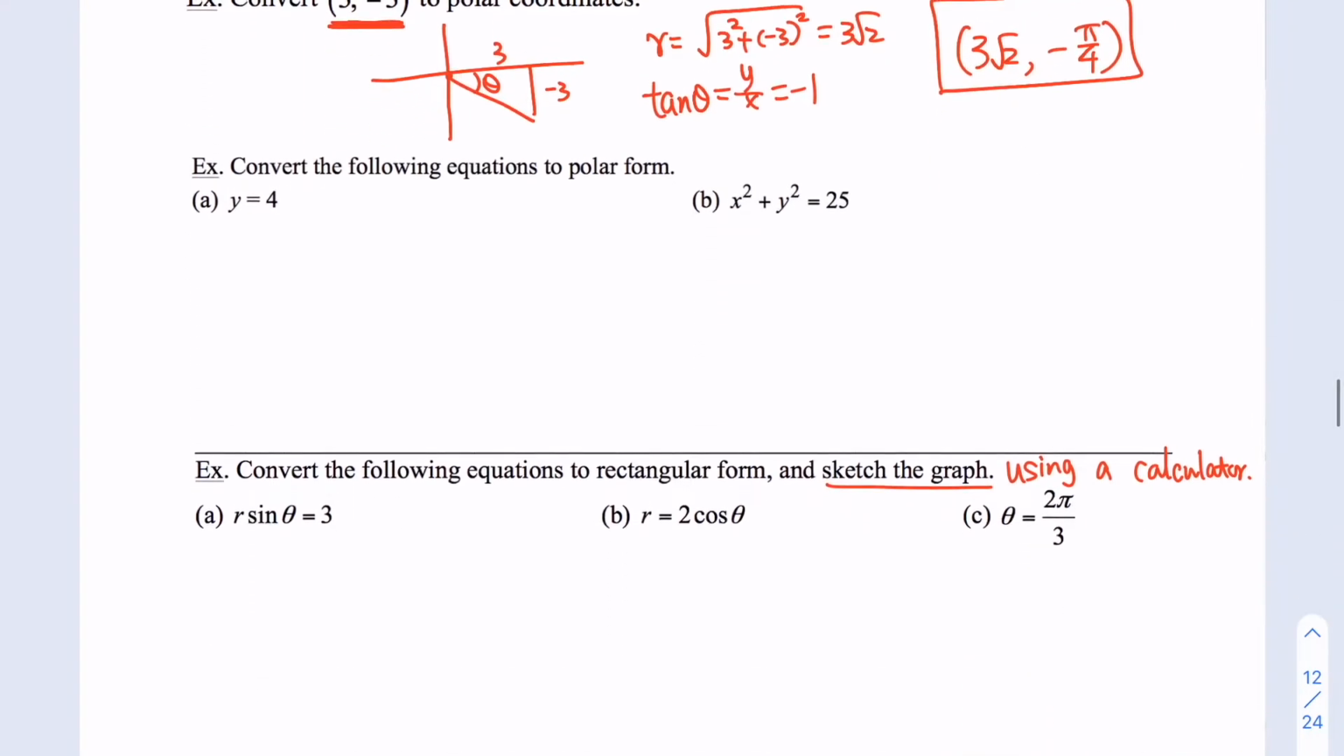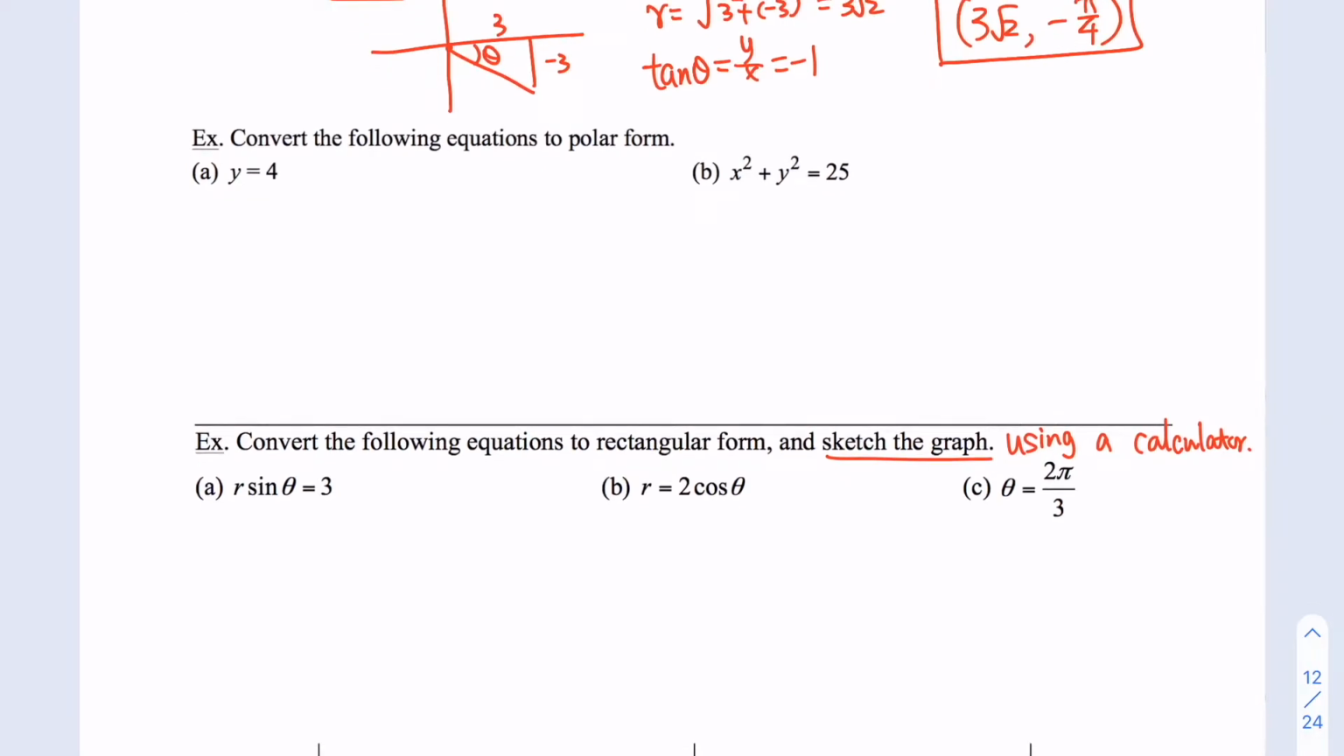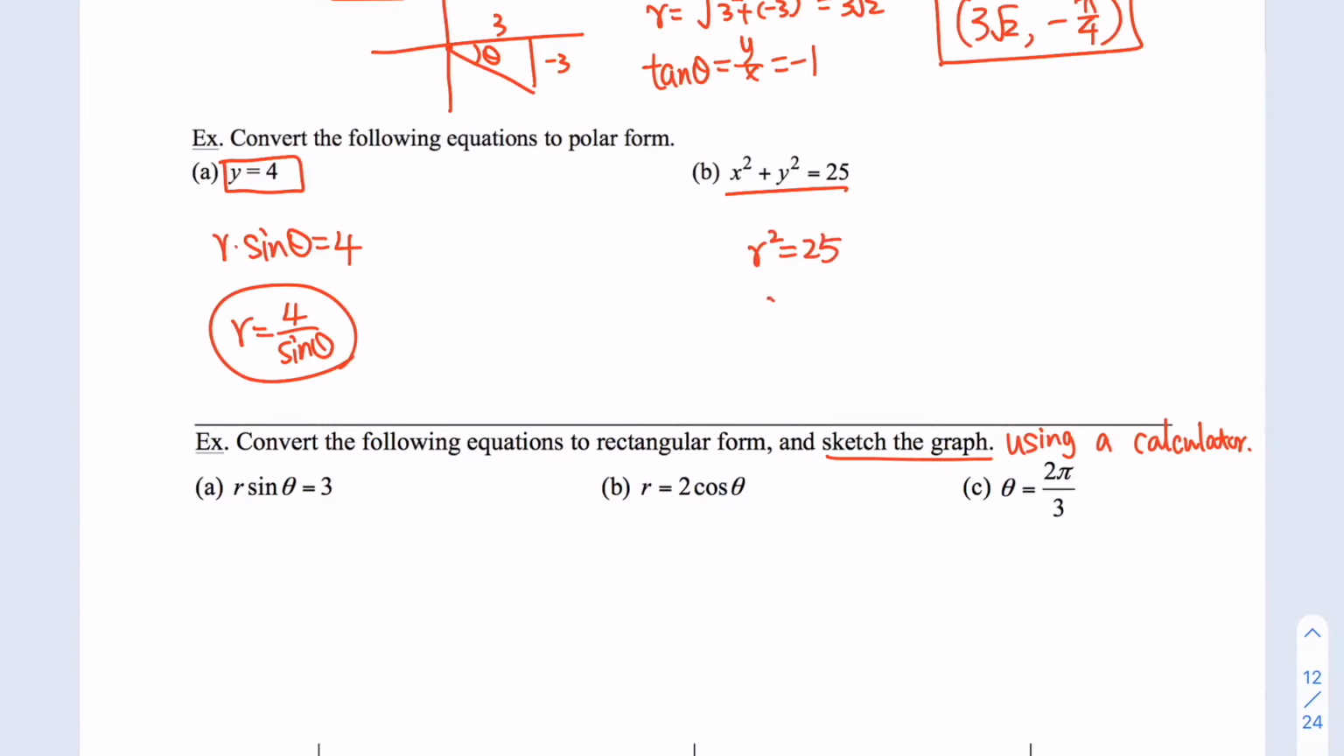How do we convert equations from rectangular to polar system? Given a rectangular equation, y equals r times sine of theta. So r equals 4 over sine theta. It's a polar equation. In the second one, r squared equals 25. So r equals 5.